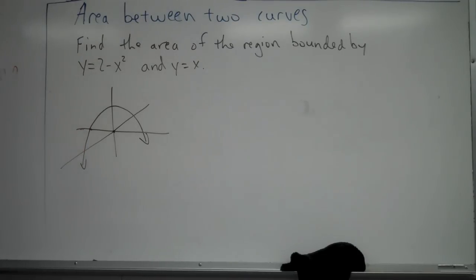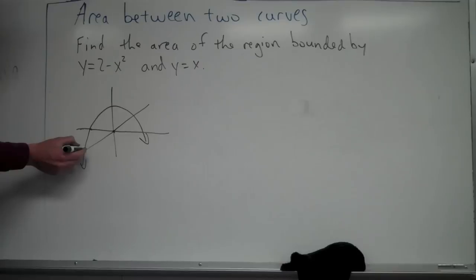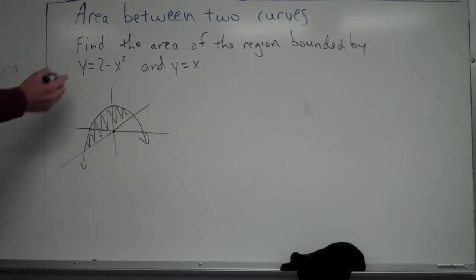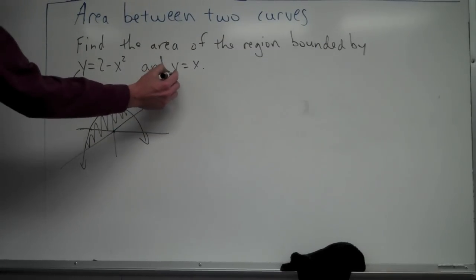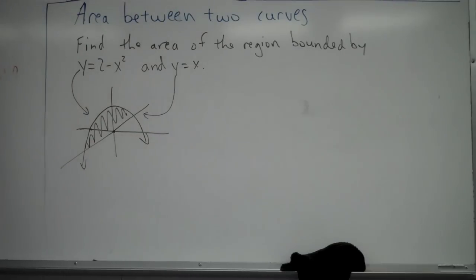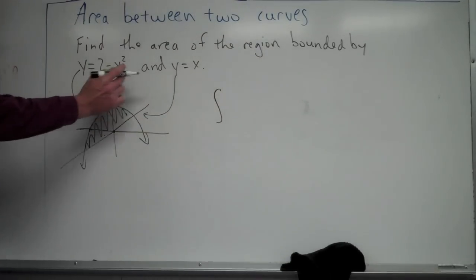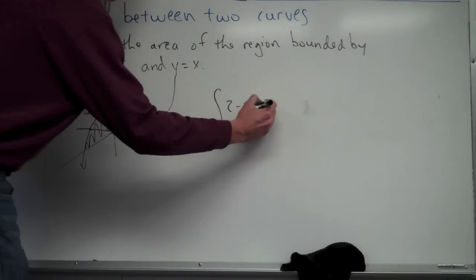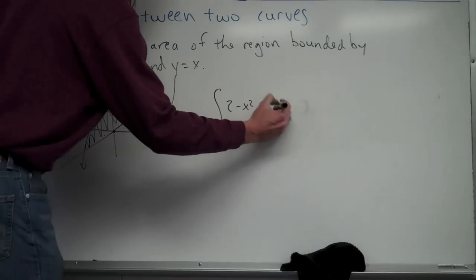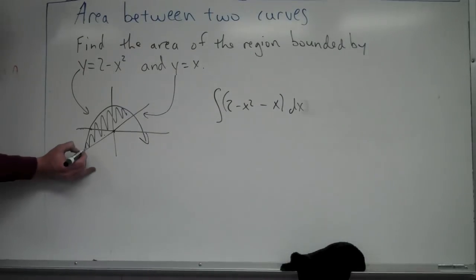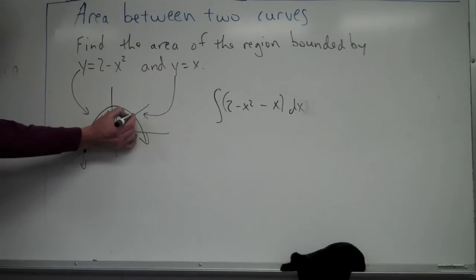Okay. So this is the region that I'm looking at. That is the area that I want to find. This graph right here is y equals 2 minus x squared, and y equals x is the line we're talking about right here. Just a moment ago we said, if you're looking for the area between two curves, it's the integral of the top curve minus the bottom curve. So that applies here. It's the integral of the top curve, which is 2 minus x squared, minus the bottom curve, which is just x. Now we have to figure out our limits of integration, which are going to be determined by where the intersection points are here and here.